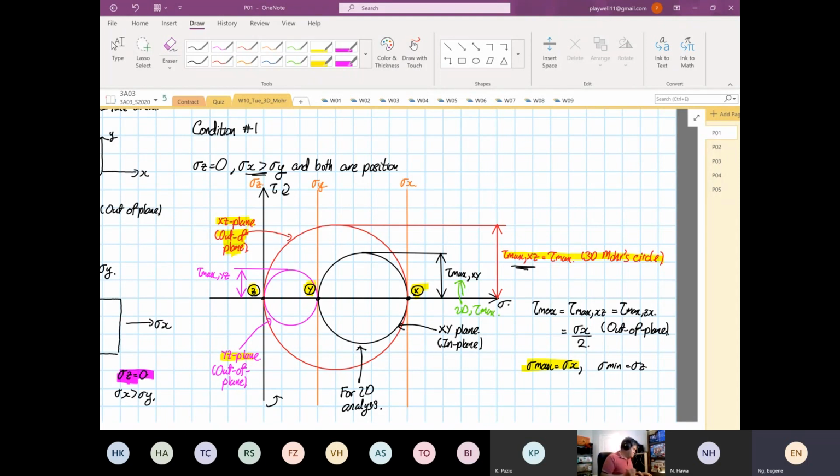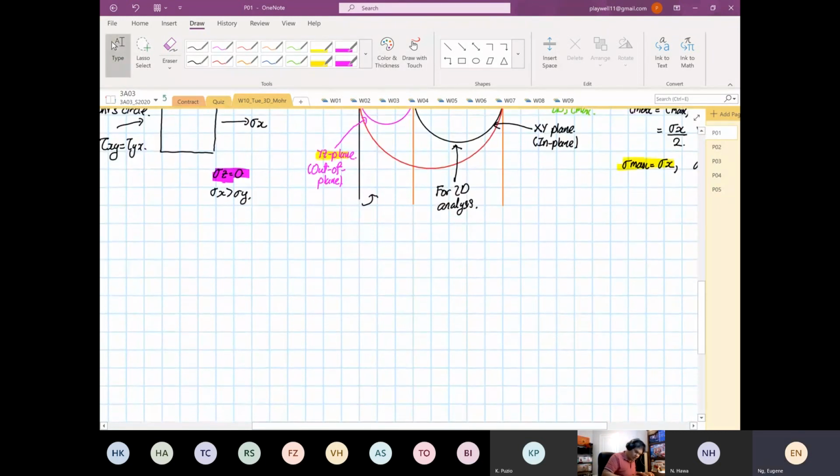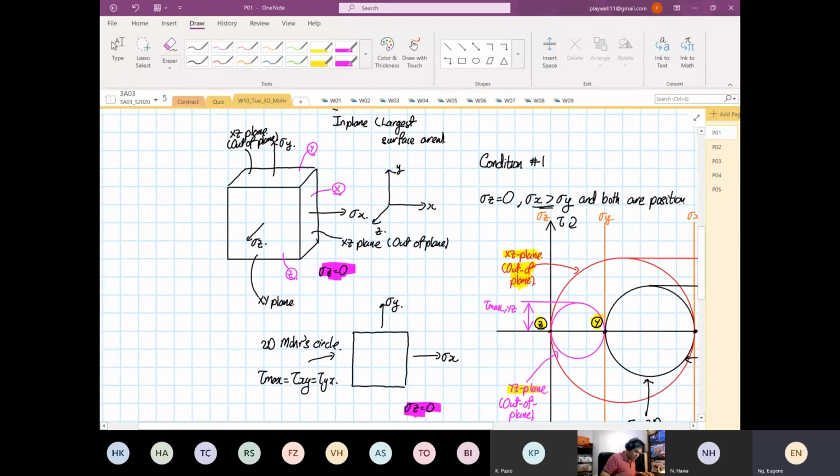Okay, no, we have to go 3D. Okay, right. So this is condition number 1. Okay, we are going to condition number 2 now. So I'm going to use the same figure. Okay, I'm going to use the same figure.